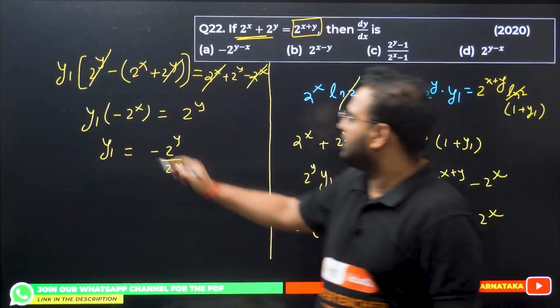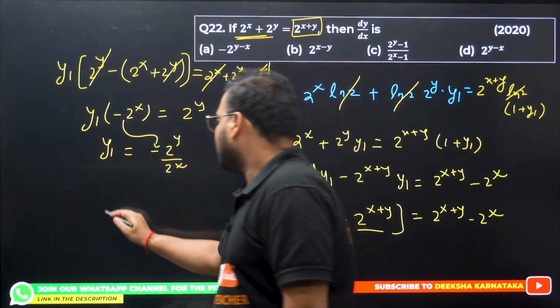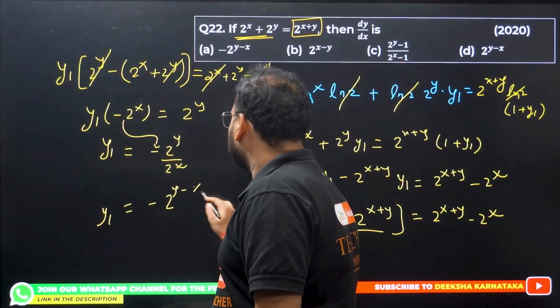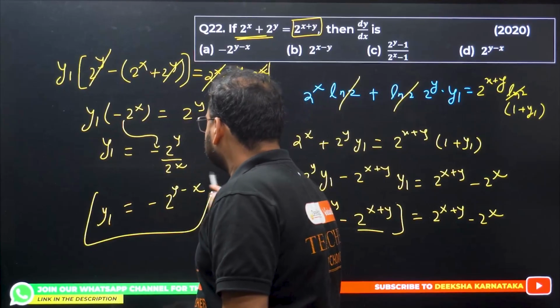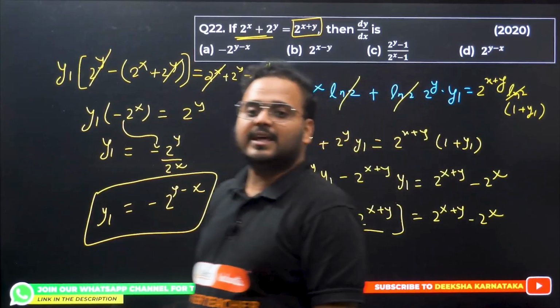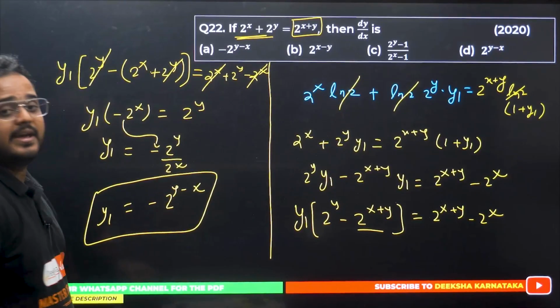This minus sign over here is been taken on this side. Okay, clear? So I get y1 equals to minus 2 power y minus x. That's my answer. This x will become difference in the index, right? Difference in the index because the base is same. Quotient rule of exponents.